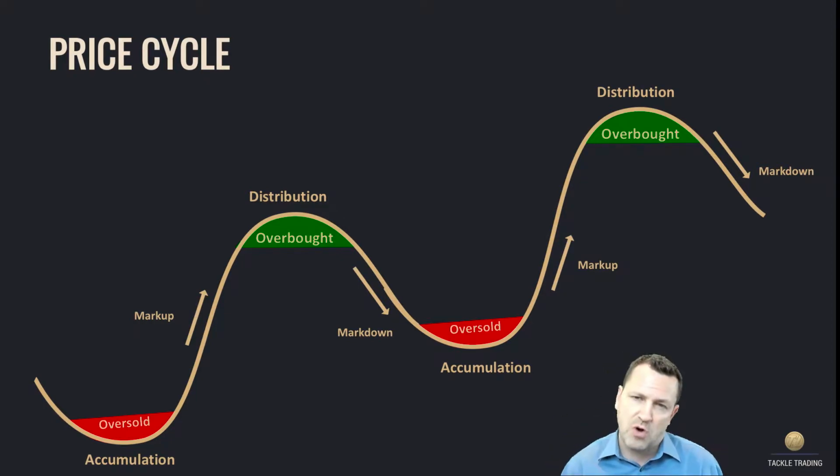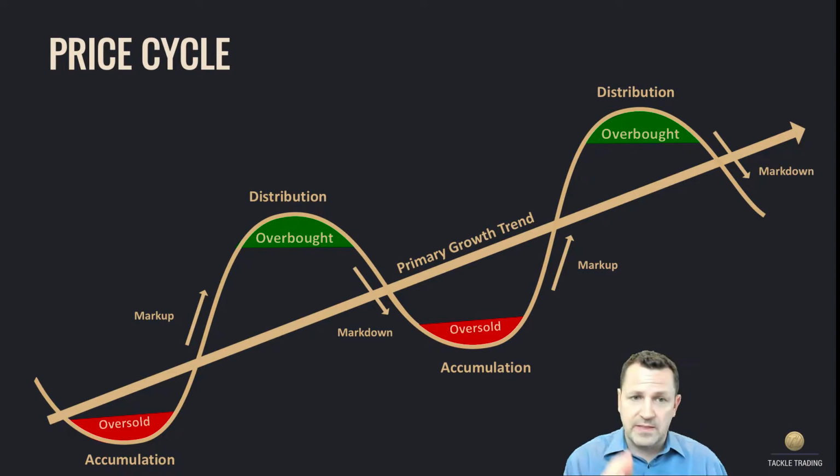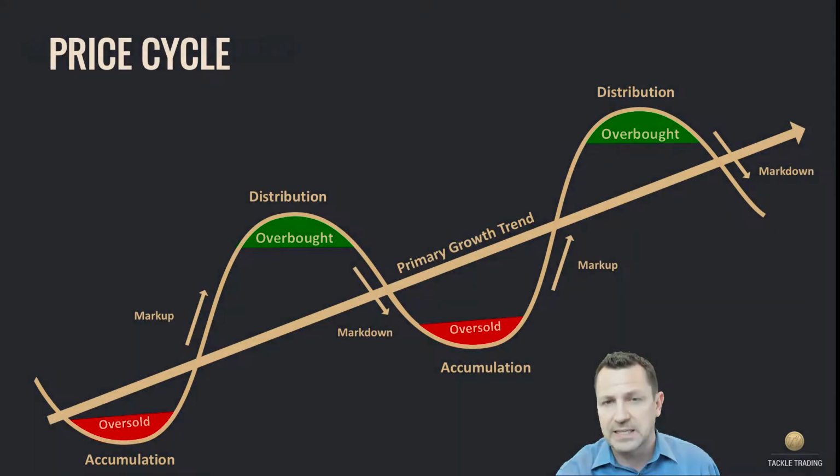So you'll see strong markup phases and relatively mild or moderate markdown phases as the prices establish new higher highs and higher lows. Now, if we were to simplify this pattern, just to break it down simply, and understand that the primary growth trend is the driving factor behind it, it would end up looking something like this.